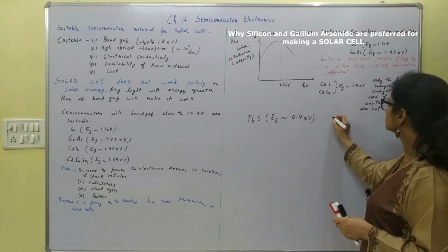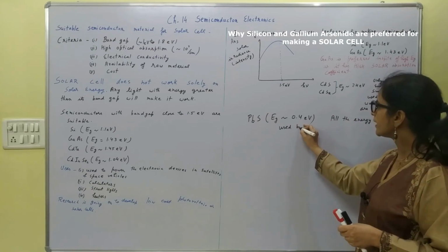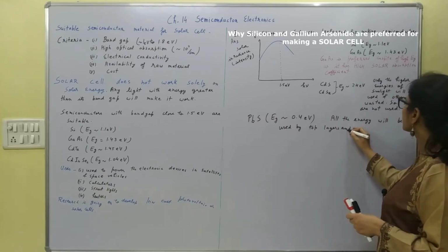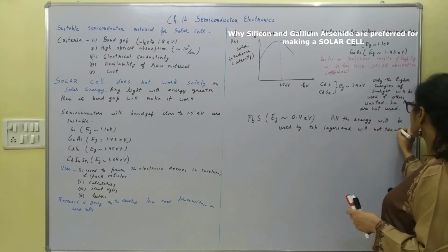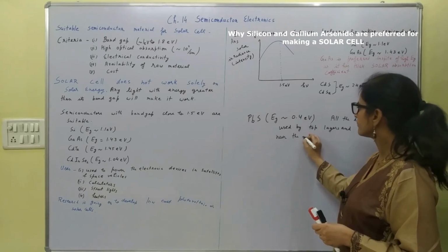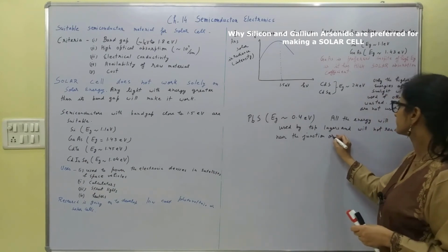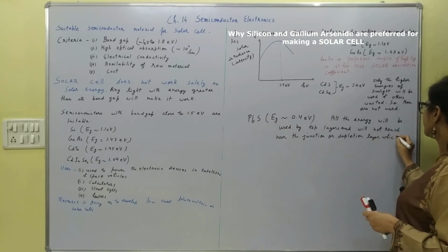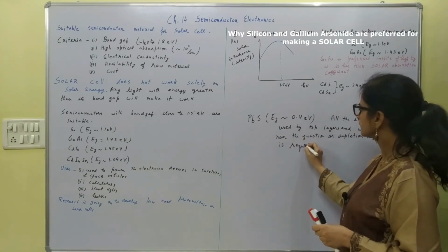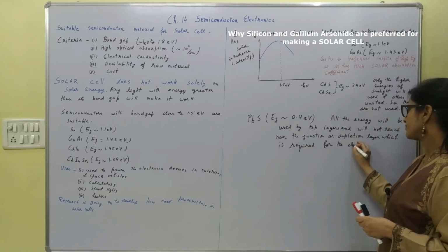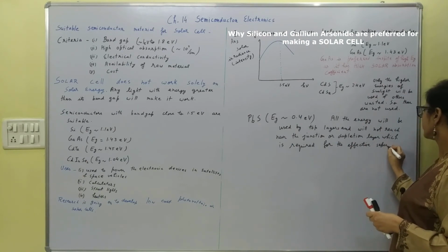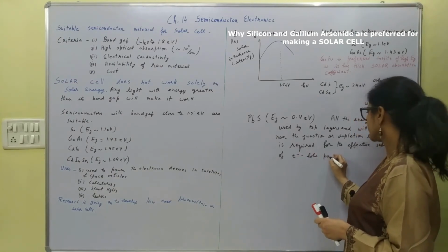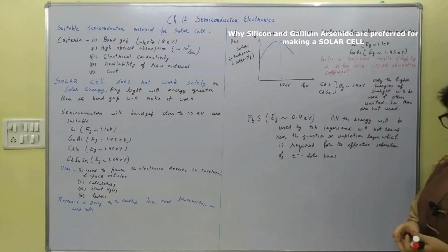So here all the energy is absorbed by the top layers and will not reach near the junction or depletion layer, which is required for the effective separation of electron hole pairs. So this effective separation takes place if this energy reaches near the junction.